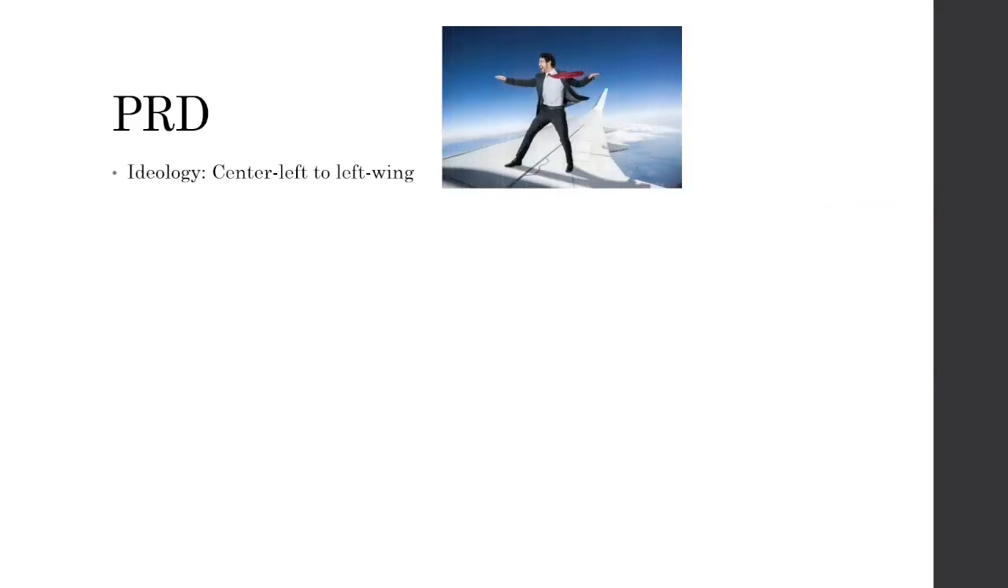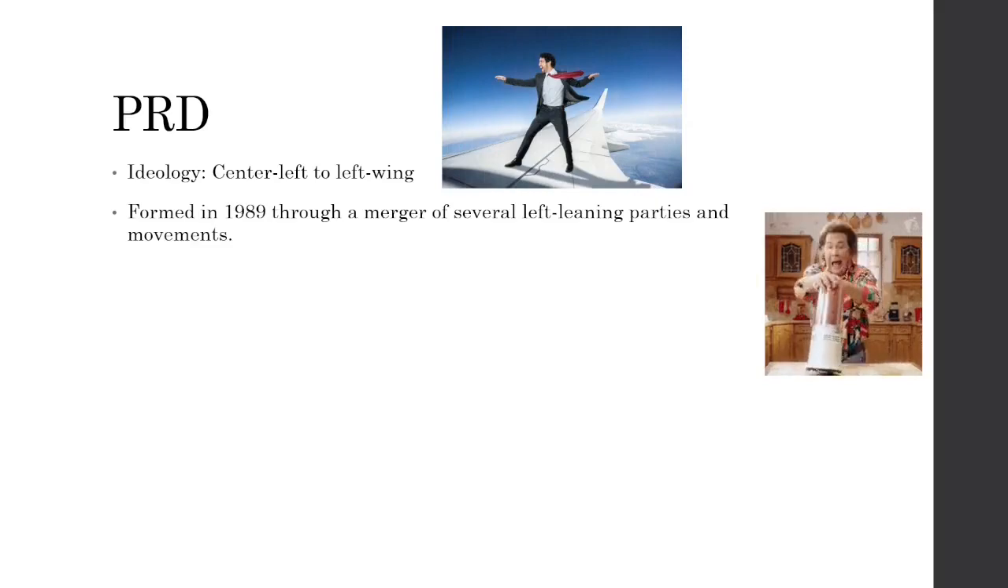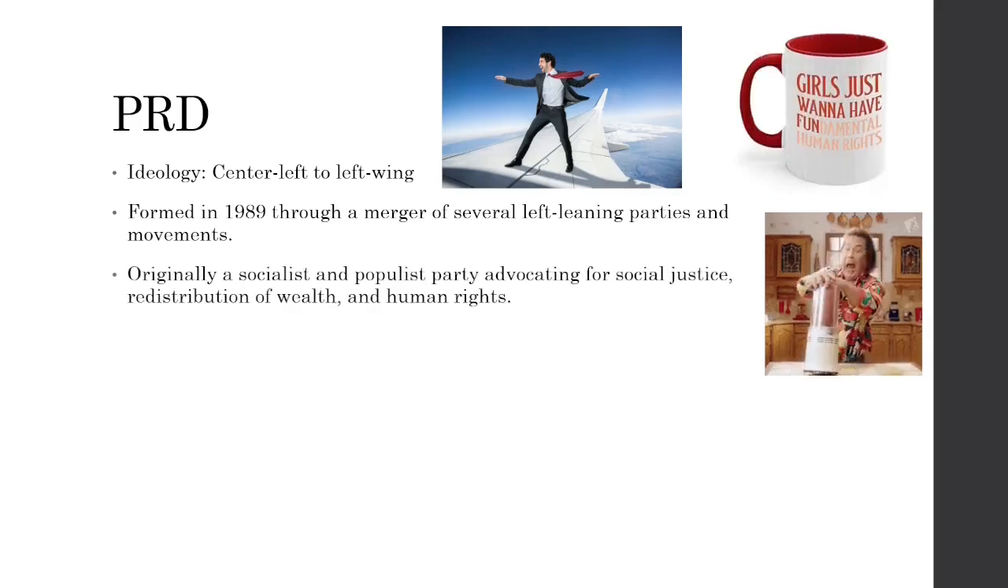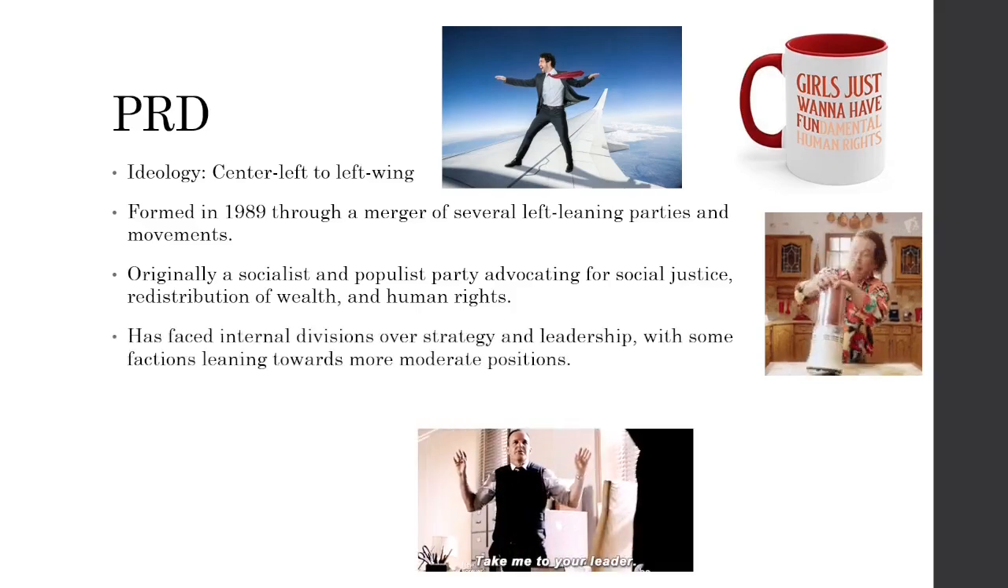And then finally, the PRD party. They are center-left to left-wing. They were formed more recently in 1989. They were a merger of smaller parties that kind of mixed together, and they were all kind of left-leaning individual groups. They were originally a more socialist and a populist party, advocating for more social justice, reforms, redistribution of wealth, and human rights. They have faced internal divisions, though.